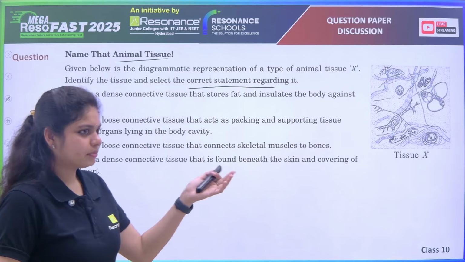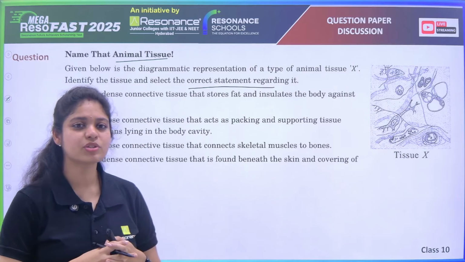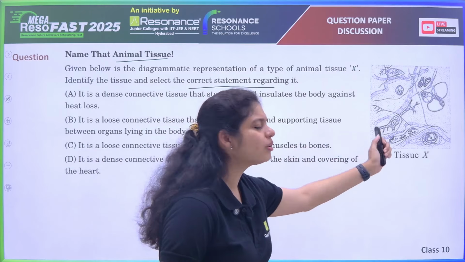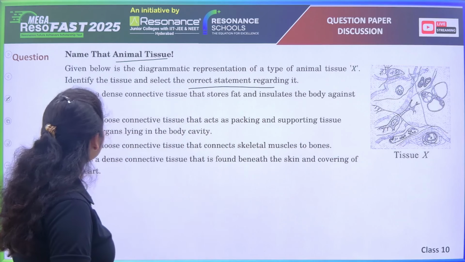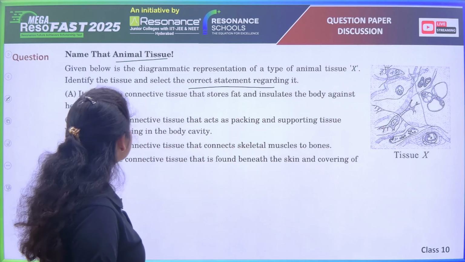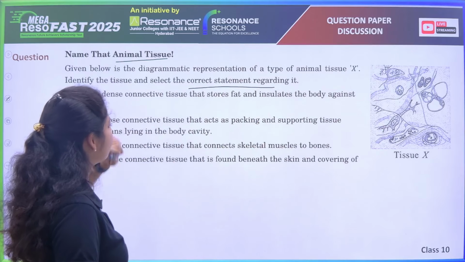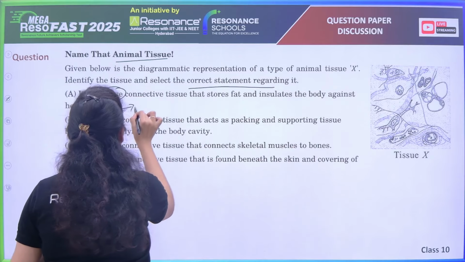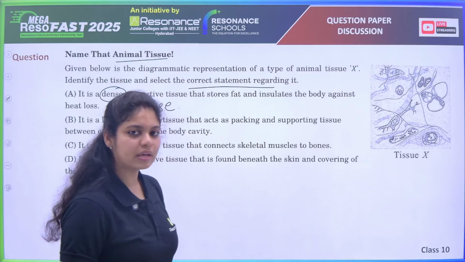Now coming to this question, it is about an animal tissue. When we are talking about animal tissue, there is a diagram which is given. Let us first identify what exactly is that diagram. Here in that diagram, you can see different types of cells. The first option says it is a dense connective tissue that stores fat and insulates the body against heat loss. First of all, the diagram which is given over here is not a dense connective tissue, but a loose connective tissue. It is a loose connective tissue.